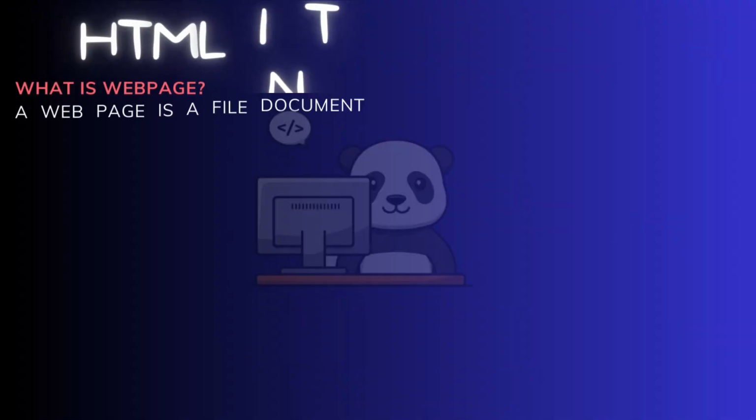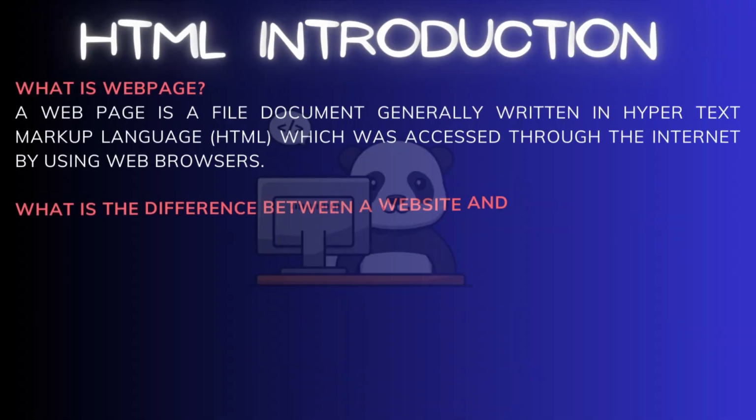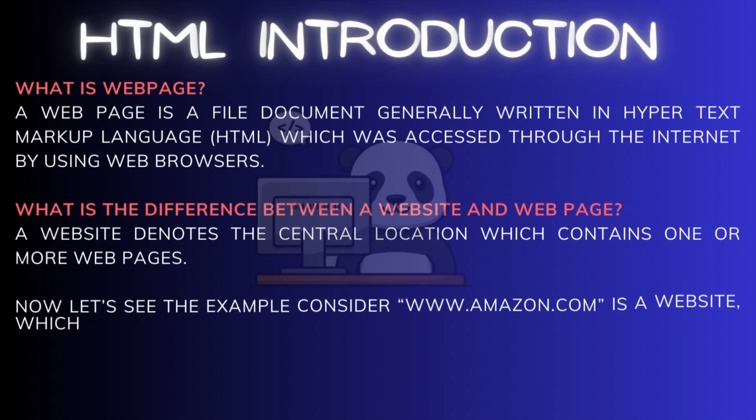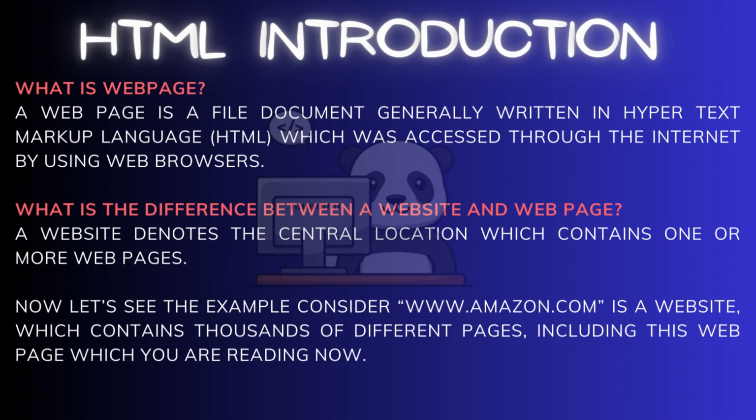What is a web page? A web page is a file document generally written in Hypertext Markup Language, HTML, which is accessed through the internet by using web browsers. What is the difference between a website and a web page? A website denotes the central location which contains one or more web pages. Now let's see an example. Consider www.amazon.com is a website which contains thousands of different pages, including this web page which you are reading now.